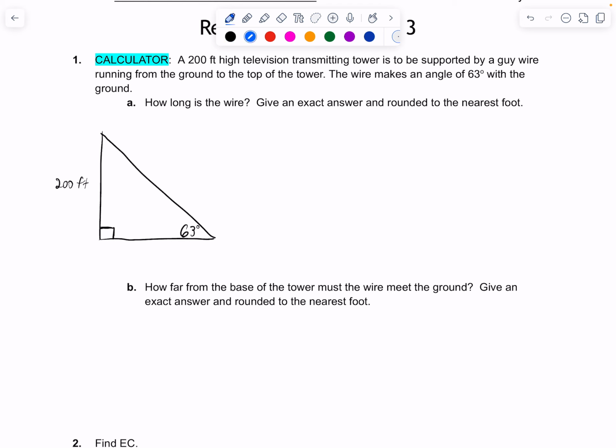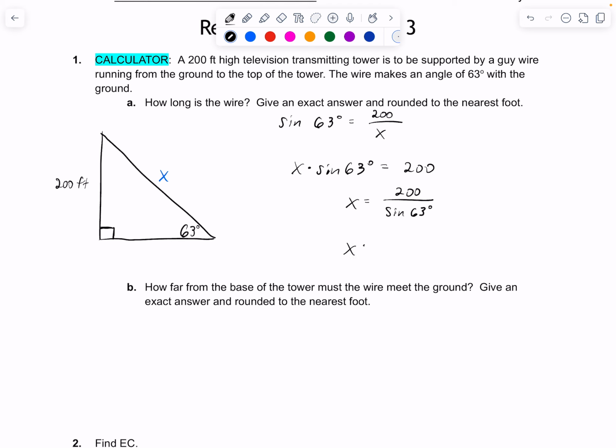Okay, so the first thing it says is how long is the wire? So that would be solving for the hypotenuse. So this is going to be a SOHCAHTOA question. And we are given from this angle 63 degrees, we're given the opposite side, and we're trying to find the hypotenuse. So I'm going to use sine of 63 degrees equals the opposite side of 200 feet over the hypotenuse of x. I'm going to move that x to the other side with multiplication to write x times the sine of 63 degrees equals 200. Divide both sides by that sine of 63 degrees, and so here is my exact answer.